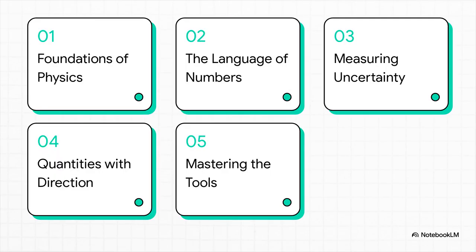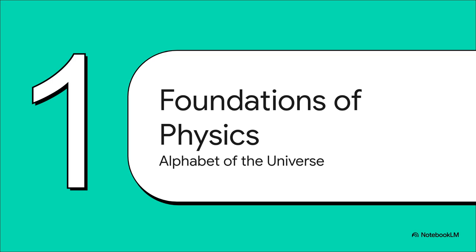Here's the game plan for this explainer. First, we'll start with the foundational units. Think of them as the alphabet of physics. Then, we'll cover how to handle the numbers themselves. After that, we're going to tackle the absolutely crucial idea of uncertainty, because no measurement is perfect. We'll add direction into the mix with vectors, and finally, we'll see how all these tools come together to make you a real physicist. Okay, let's start with the absolute fundamentals.